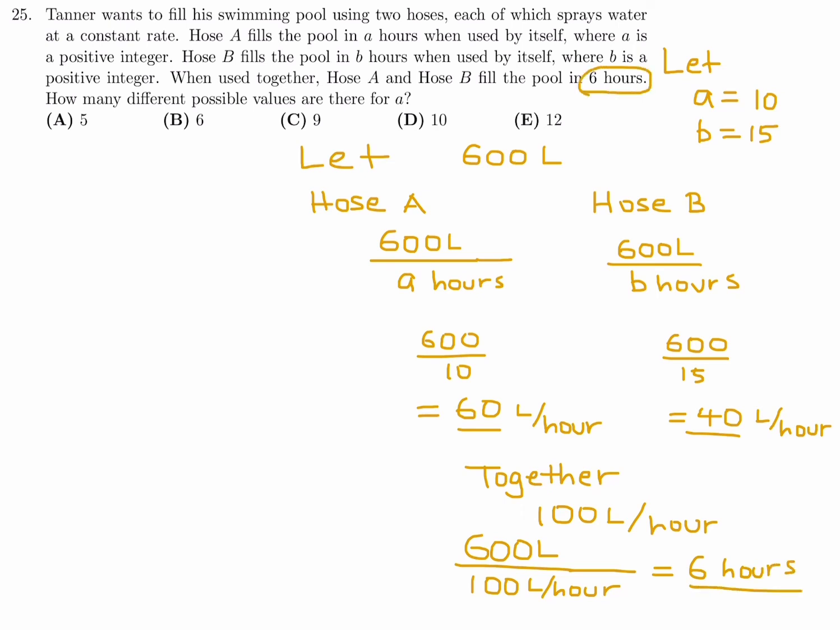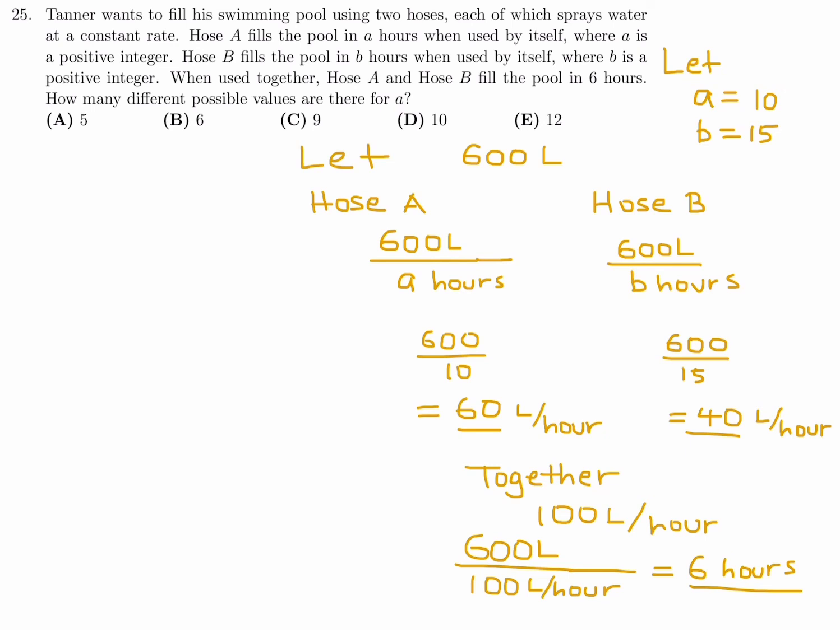And that is what they have in the question. So I chose these numbers purposely to come out to 6. That wasn't magic. These numbers were chosen on purpose. So what they're asking us for is how many different possible values are there for A? I just let A equal 10, right? That was something that I chose. How many other possible values are there for A?